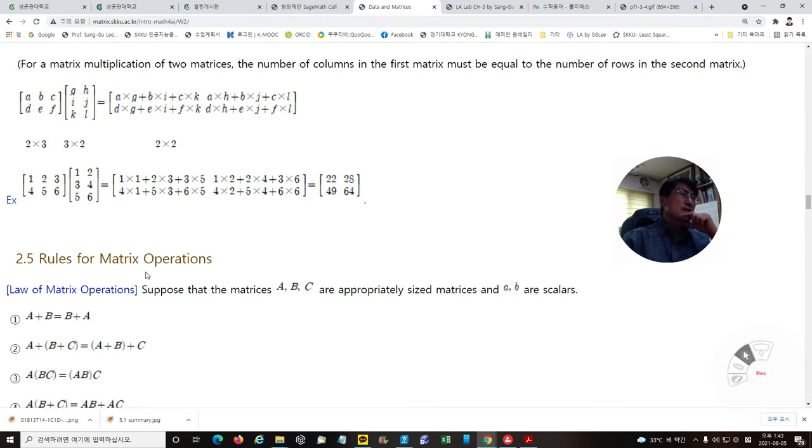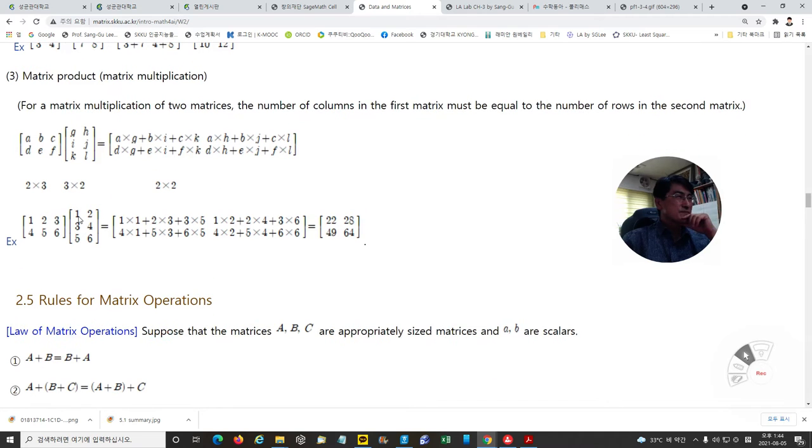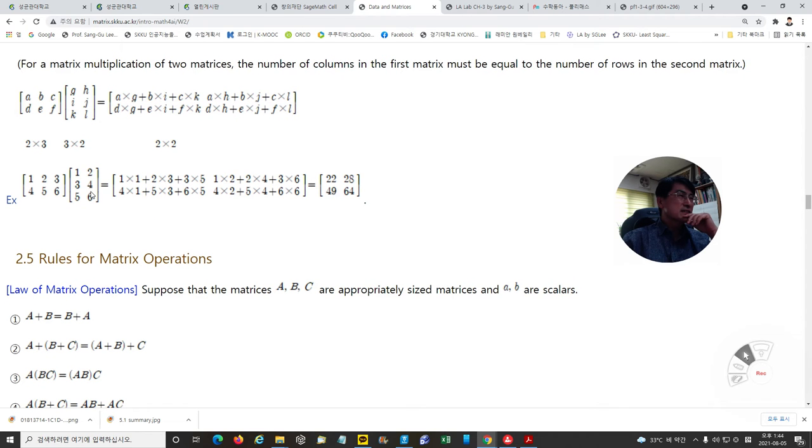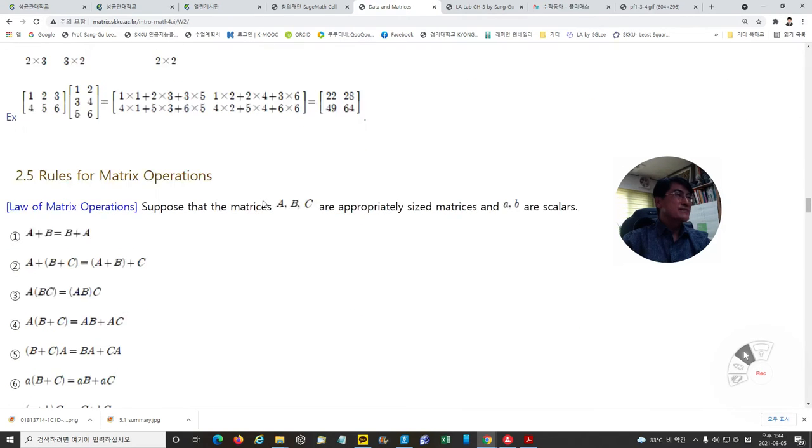The shape is like a gear. There are many things that we would like to say, but you just see how it works. So if I give you two matrices like this, then you can find the 1-1 entry as 22 and the 2-1 entry as 28, like this. So this is matrix multiplication.